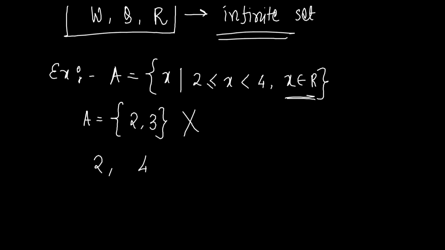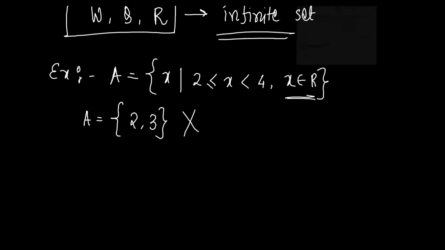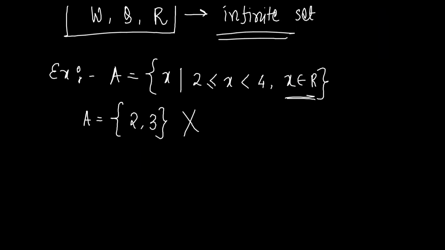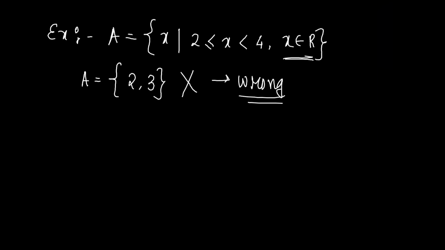Okay. So students make these mistakes, and they have to be very careful about this. Here X belongs to real numbers, so we cannot write only 2 and 3. Then this will be wrong. So here, what is the answer? A is an infinite set.